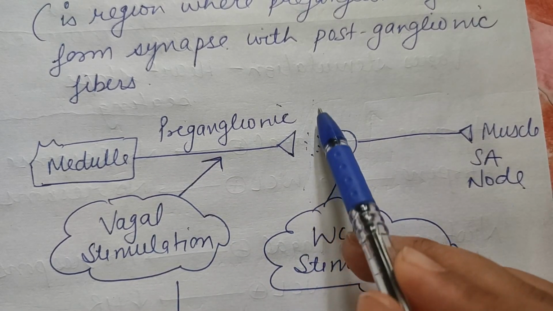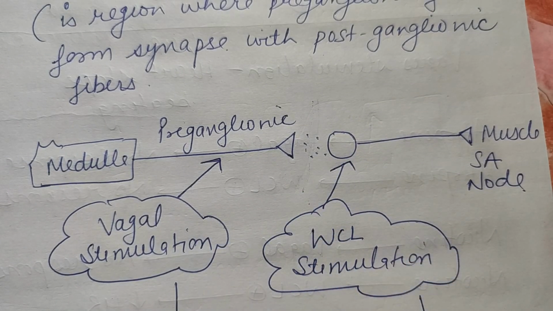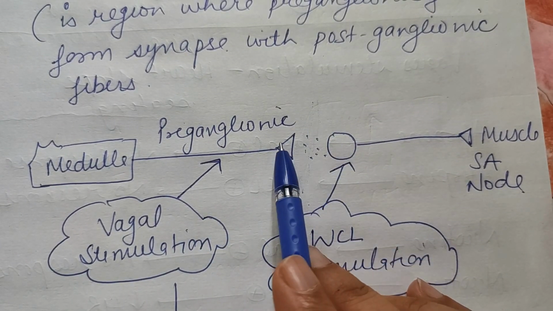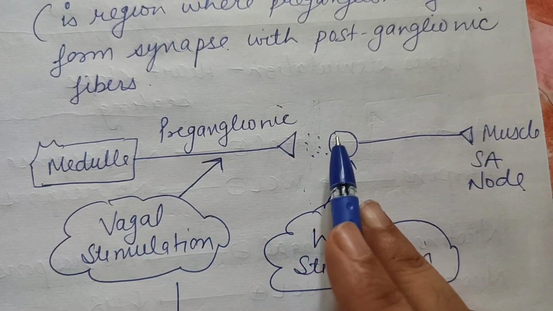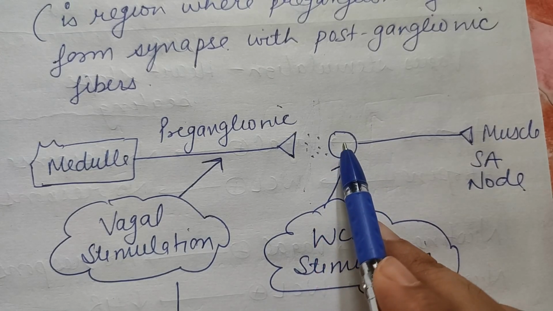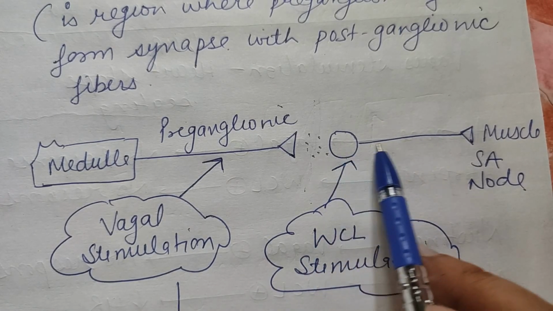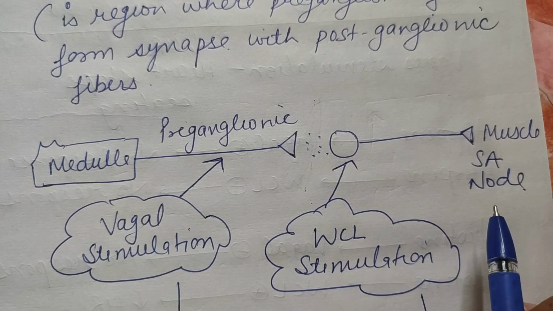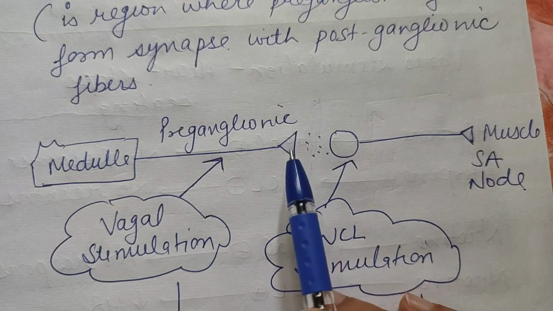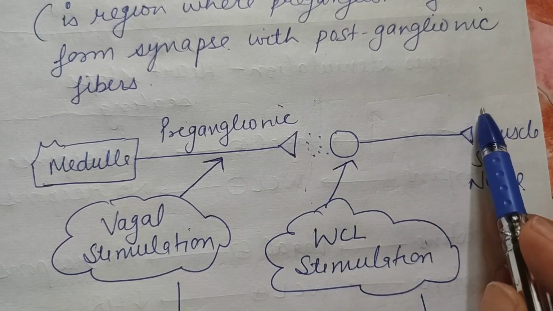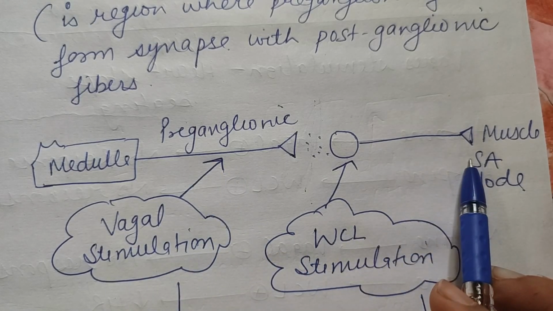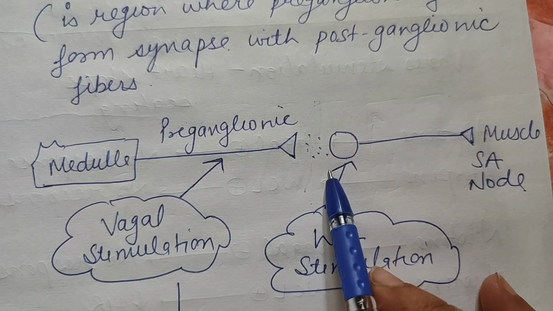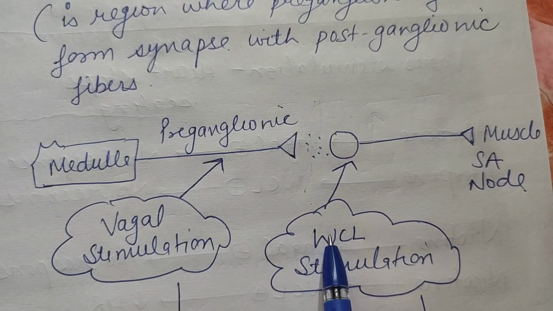What is WCL? WCL is the white crescentic line where sinus venosus and atria are meeting, and this line exists where the preganglionic fibers are synapsing on postganglionic fibers. So ultimately, if you stimulate this point, you are stimulating the postganglionic fibers. I think the point is clear to you. Now why are we reading these two points? There is a concept: what if I block this? Does vagal and WCL stimulation lead to the same thing? What if I block this? Does vagal and WCL stimulation lead to the same thing? So you have to understand this concept here.